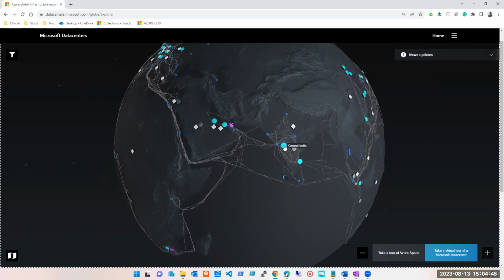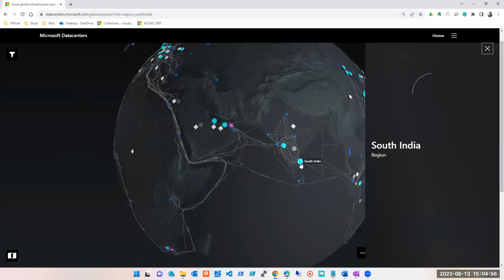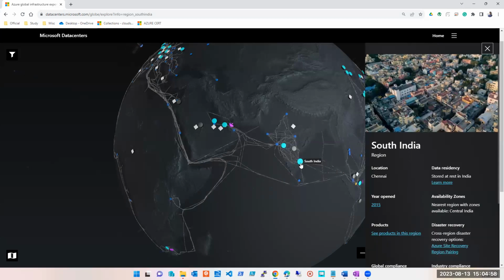We have one in Central India, we have one in South Central, we have one here in South India. South India is in Chennai, I guess, and Central India is in Pune. You won't believe it, but we have a huge data center in Pune and you won't find the address online, so don't bother to look for it. Okay, it's very confidential. Yeah, it is Chennai.